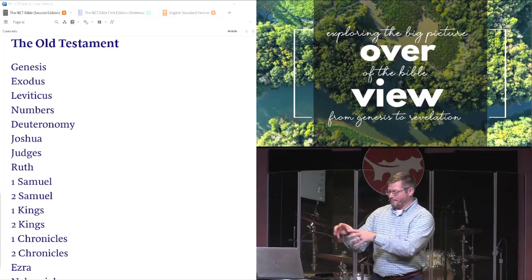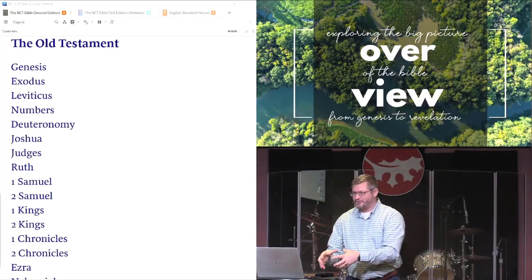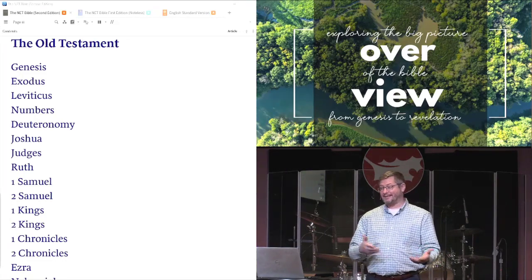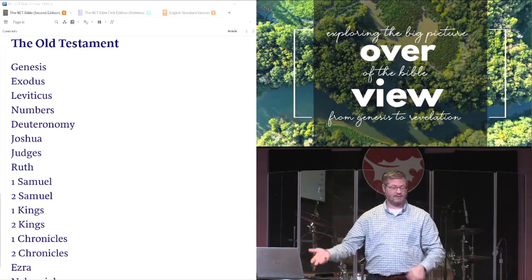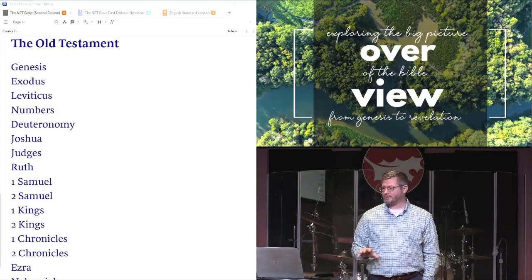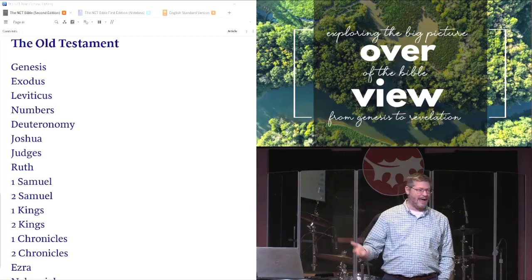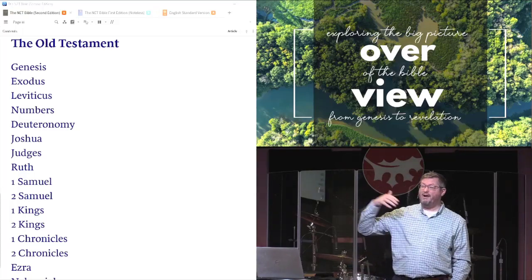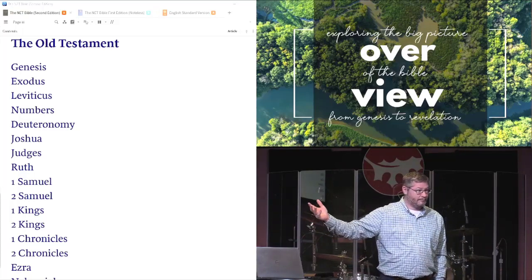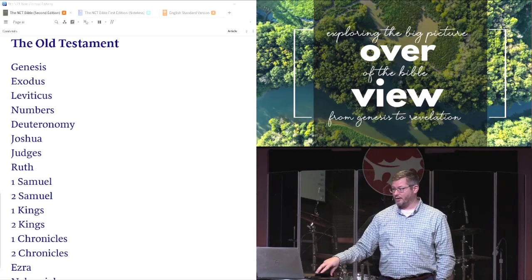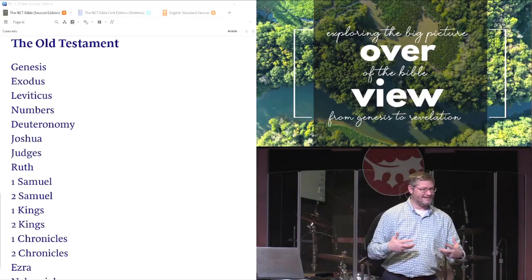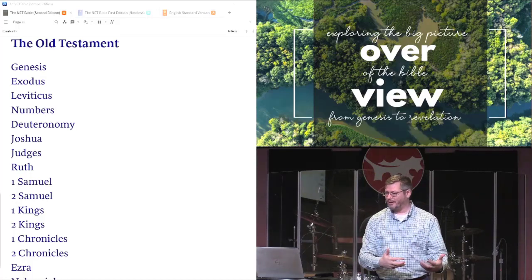It is not meant to be a scientific textbook. There's a lot of things about science that just aren't in there. That doesn't make it wrong. That just means that's not its goal. There's a lot of stuff about math that is not in the Bible. There's a ton of world history that's simply not recorded here. It's not because it didn't happen. It's just that that's not the story that God chose to tell.